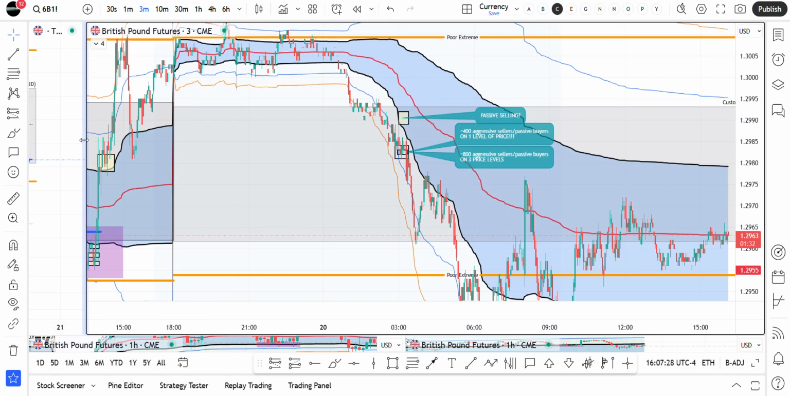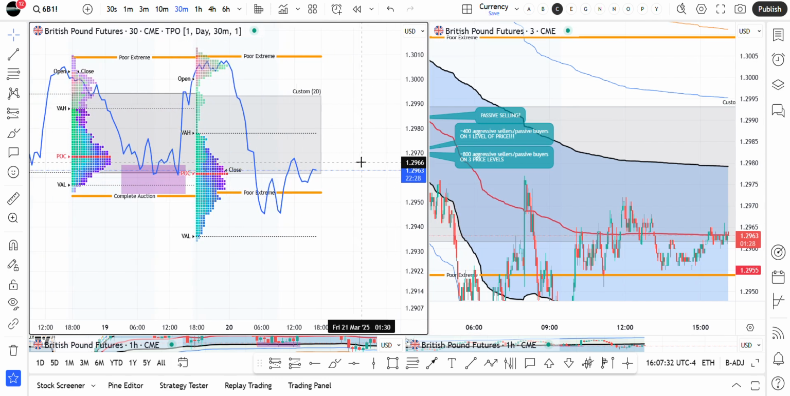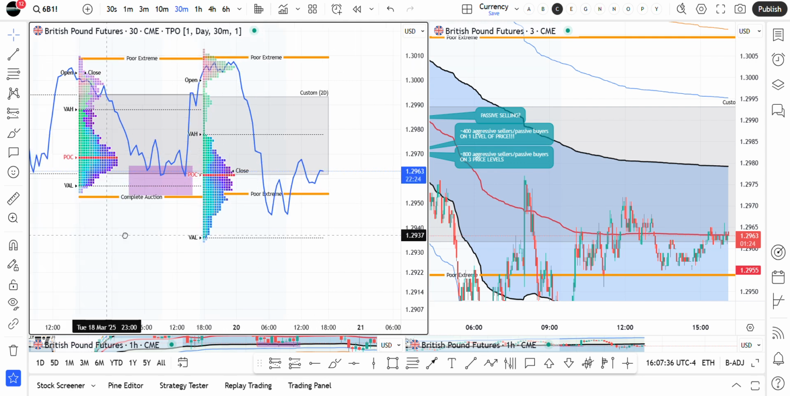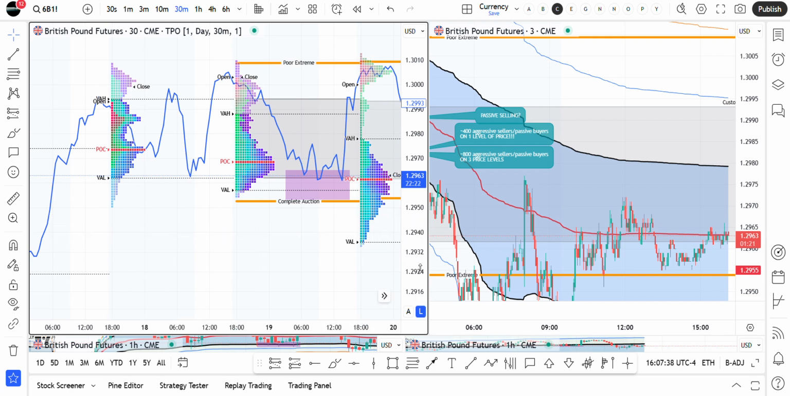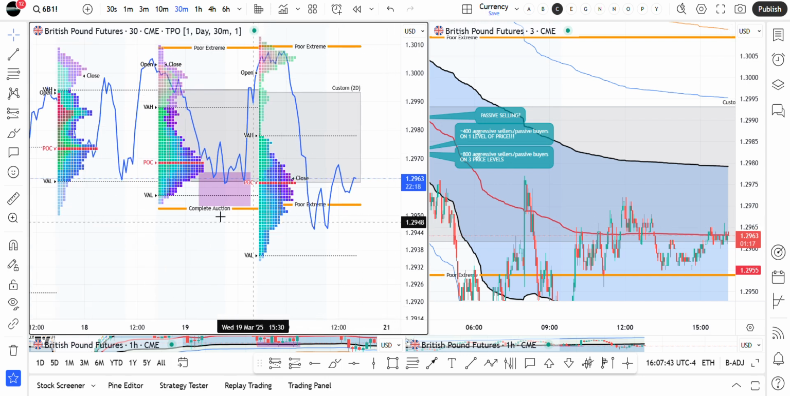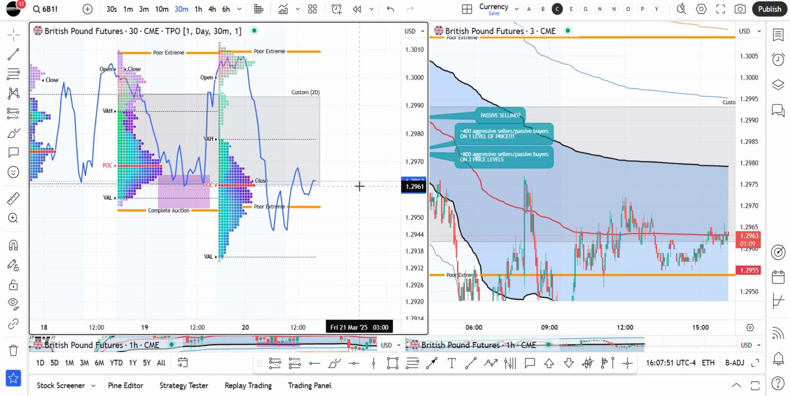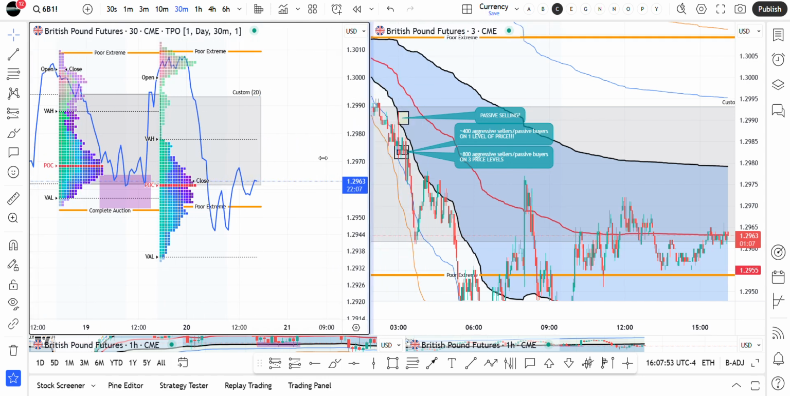So I'm using these TPO charts. What I have highlighted is poor extremes, and then complete auctions. I'll get more into this in another video, but I'm looking at the previous day. Is it a complete auction? Is it a poor high? Was there a reaction at the point of control? Things like that. And then obviously the value areas.